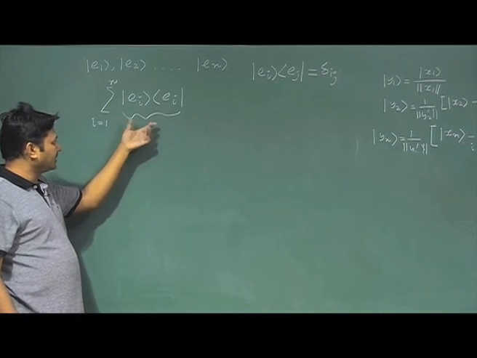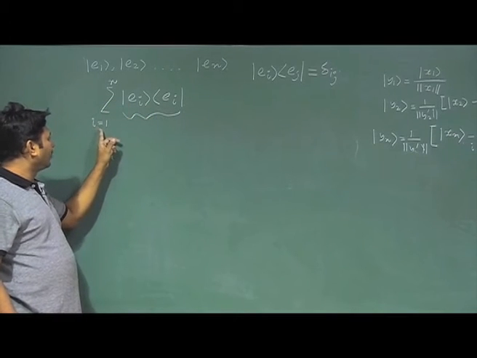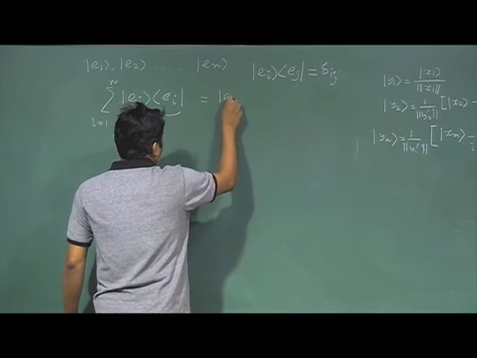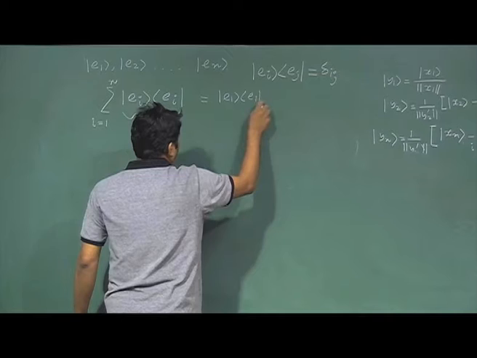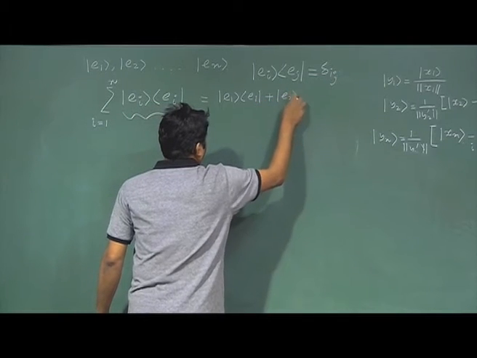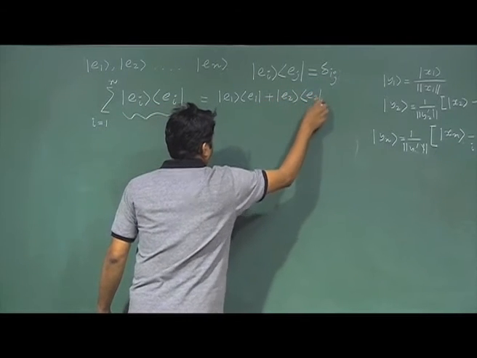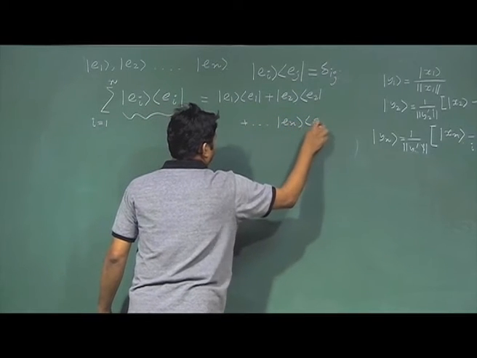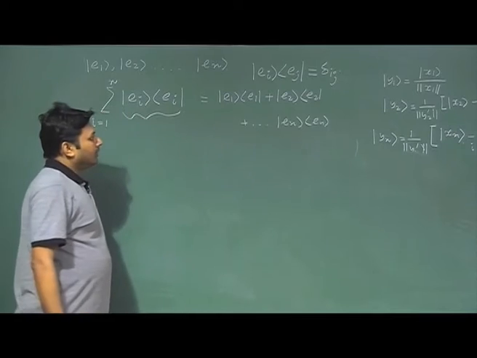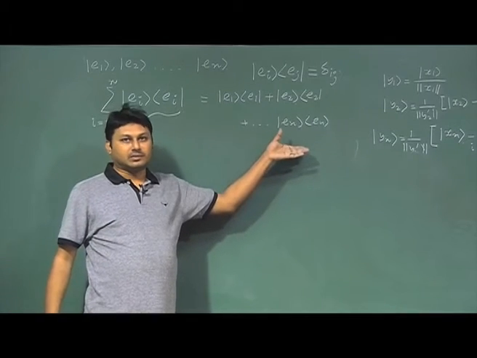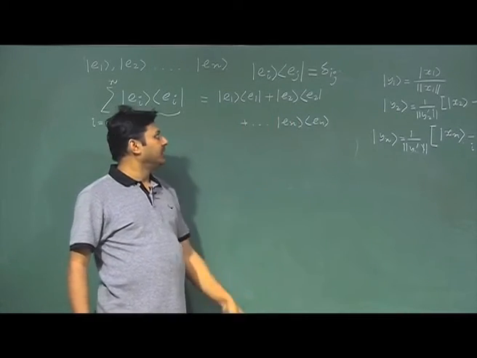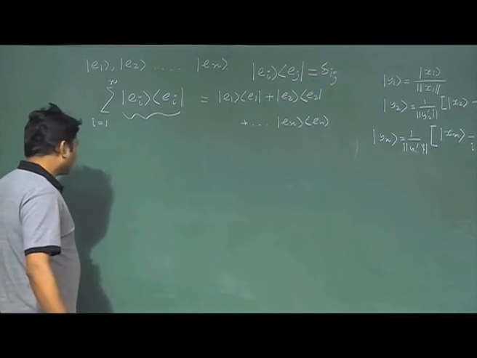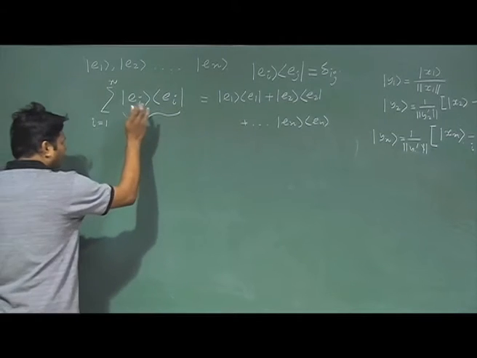If this is a projection in i, and I run this i from 1 to n, it essentially means I try to find out this quantity: e1 plus e2 plus up to en. What will be the summation of the entire thing? All the projection operators, if I sum them, and they are orthonormal to each other, then what am I getting? So, let us try to find out. I need to find out this.